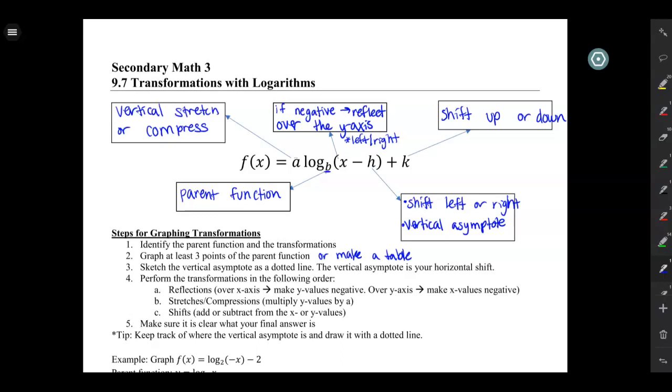If you have any reflections, if you're reflecting over the x-axis, you're going to change your y values to be negative, and if you're reflecting over the y-axis, you're going to make your x values negative. As I'm reading this, I'm remembering that we forgot to talk about where in the equation we would see a reflection over the x-axis. So let's jump back really fast to this top part. This a value at the beginning, in addition to indicating if there's a vertical stretch or compress, if that a is negative, it's going to reflect over the x-axis.